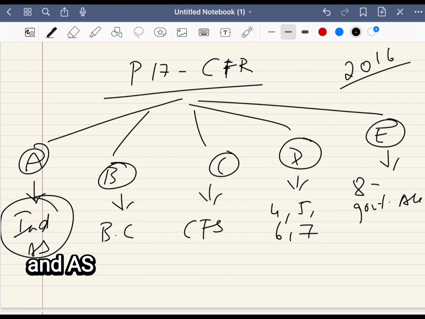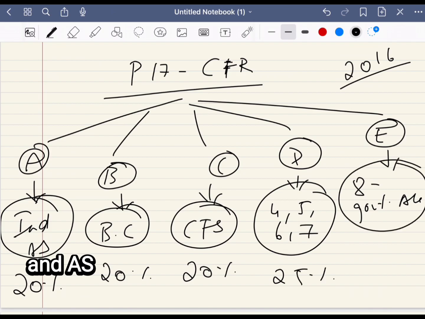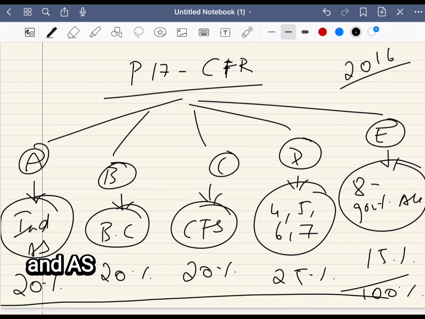So the weightages are as follows. Ind AS weight is 20%. Business combination weight is 20%. Consolidated financial statements, this is also 20%. Section D weight is 25% and section E, that is study note 8, its weightage is 15%. So the total is 100%. Up to here, everything is there in our institute material, nothing is new. Now let's go to our part, that is the analysis part.